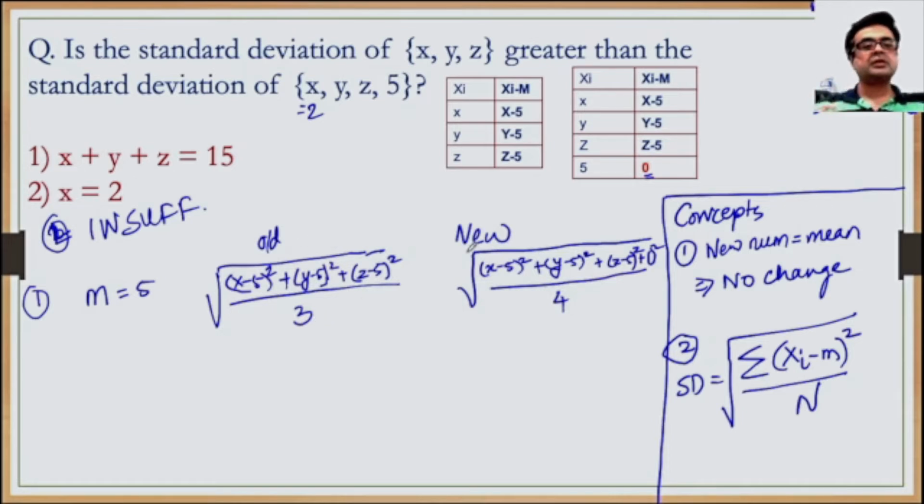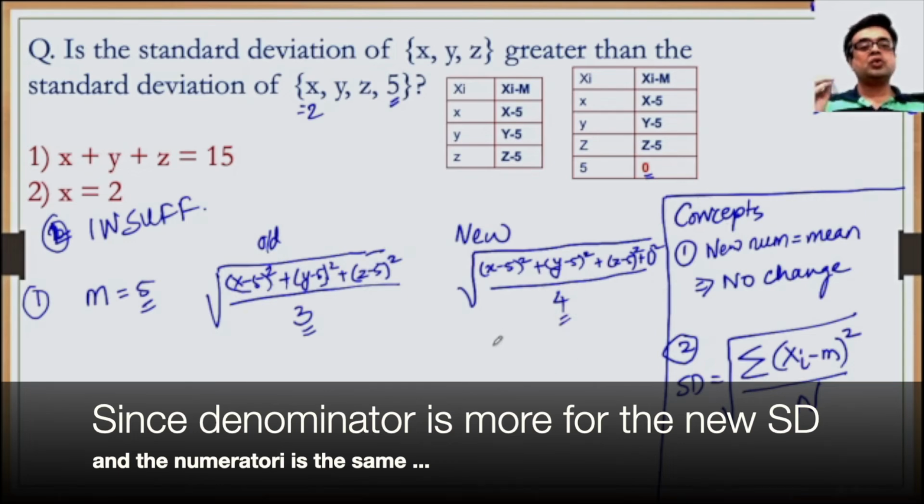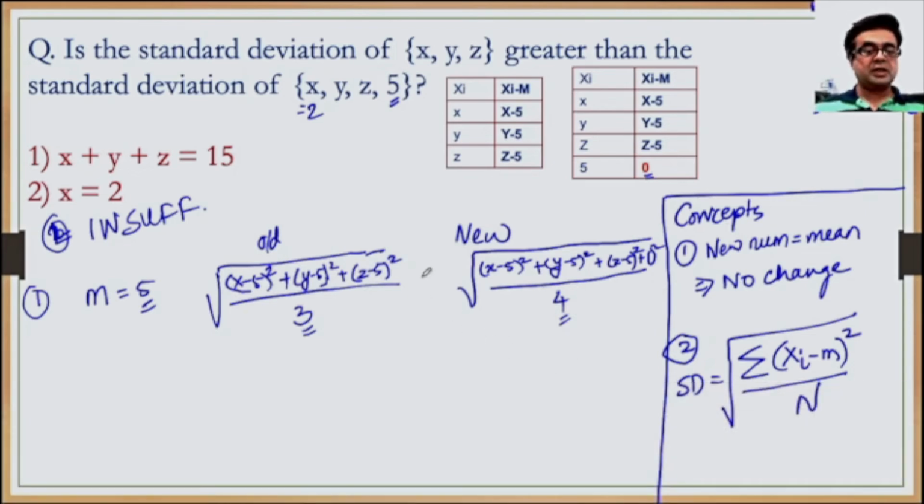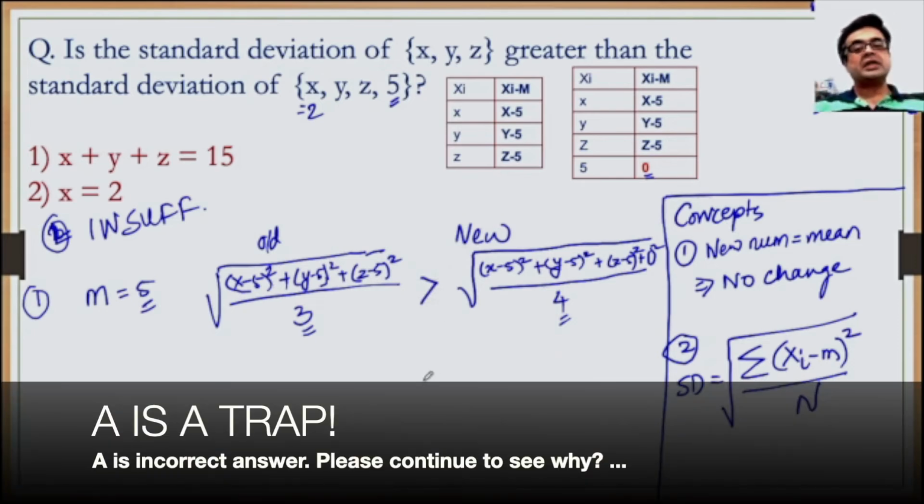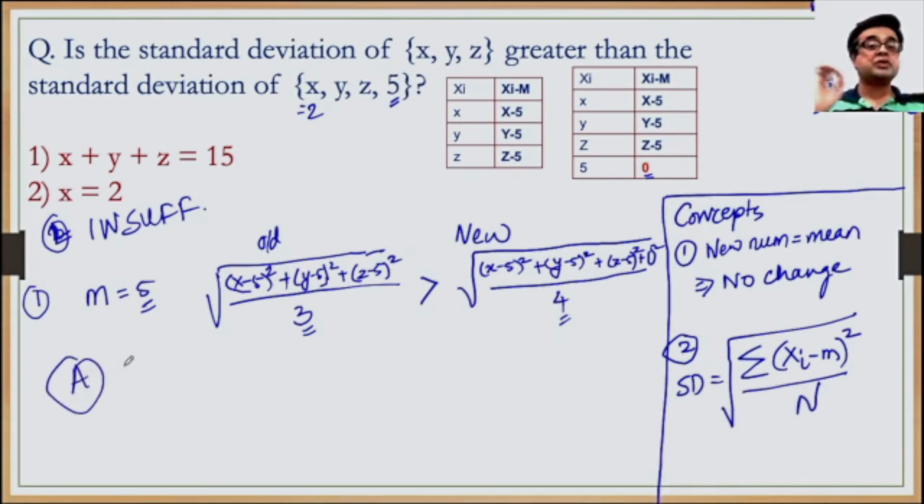A couple of pointers here. We have determined that the mean for the old one and the new one will be 5, because for the old one in statement 1, it's given that the sum is 15, so the mean will be 5. Since the new quantity we are adding is equal to the mean, from concept number 1, we know that the mean will not change. So the mean will remain 5. As you can see, the numerator is the same, but the denominator here is 3 while the denominator here is 4. So you will tend to mark the answer as new is less than old, and hence statement number 1 is sufficient to answer the question, and you would mark the answer as A, which will be incorrect.